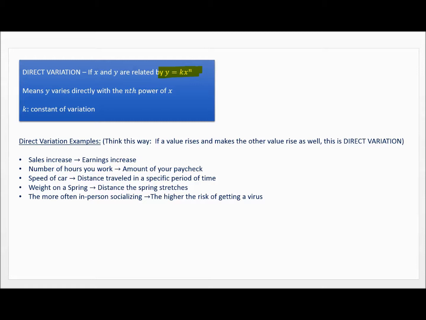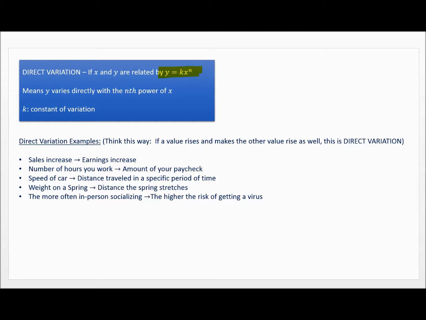And I've got some more examples here. If the sales increase, then earnings increase, right? So if the sales at a particular store go up, then the earnings that store makes should go up as well. Or the number of hours you work goes up, then your paycheck goes up. Now it's easier for me to say they both go up. I could also say they both go down. So for example, and especially in these days and times, if the number of hours you work goes down, then your paycheck goes down as well. The point is, it's the same direction. If one goes up, the other goes up, or if one goes down, the other goes down.